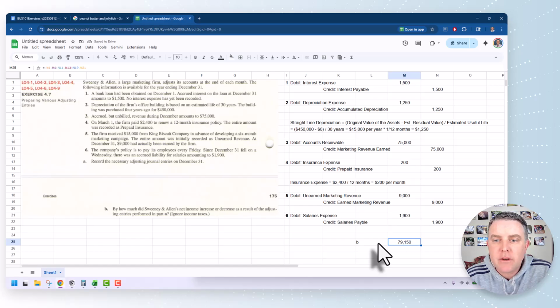All part B was really asking you to do is go through those 6 entries that you made and add up the effects on revenue and expense.